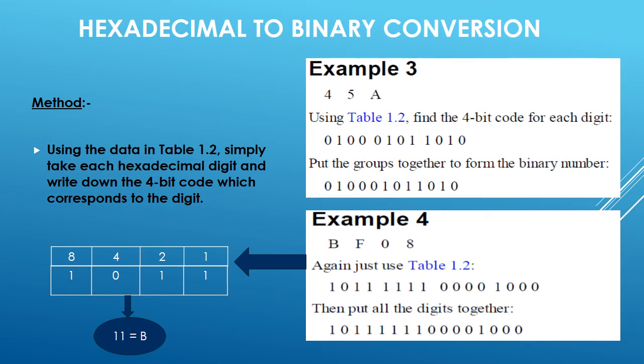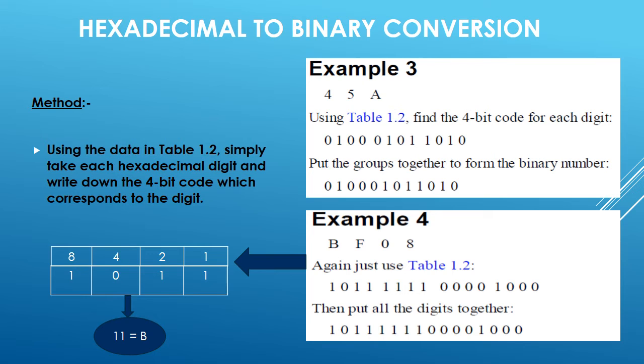Now, if we are given a hexadecimal number and we are asked to convert it into the equivalent binary number, we will be using the same table or the same binary notation method. So the method is very straightforward. You will be using the table. Simply take each of the hexadecimal digits and write down the 4-bit code which corresponds to the digit. For example, we are given the hexadecimal number 45A. Using table 1.2, you can find the equivalent 4-bit code for each digit.